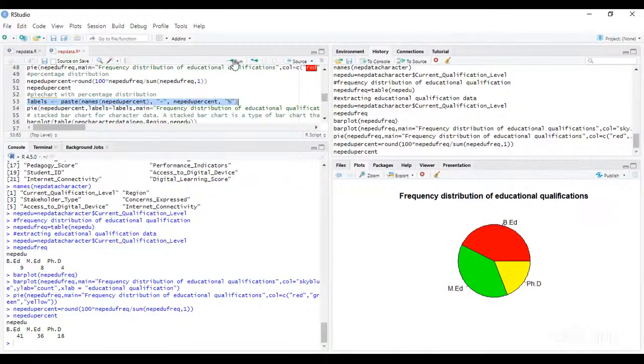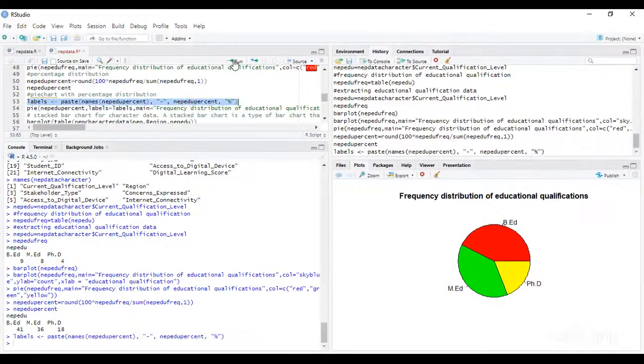Now we are adding the percentage. When you write NEP edu percent, that is your vector name. The percentage sign is there, and there are some symbols you will see. To add those things, we use this code: paste labels equal to paste names, your vector name, then this thing. So to add the percentage, this code is there.